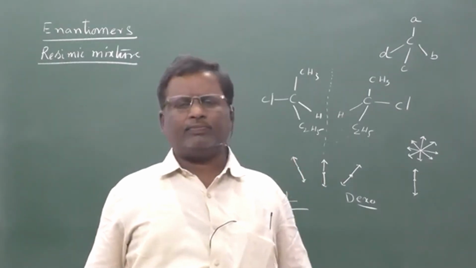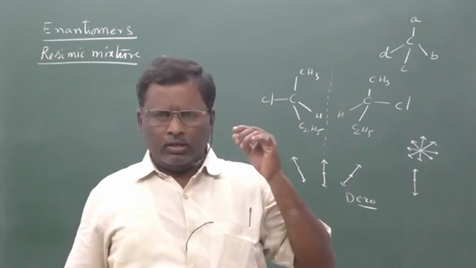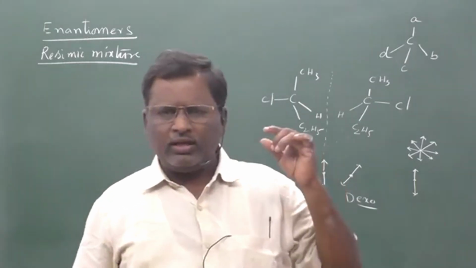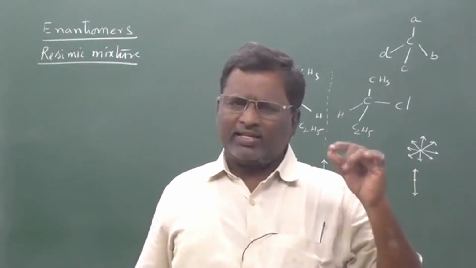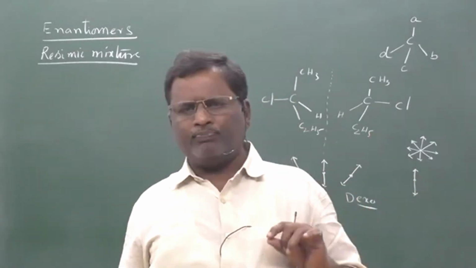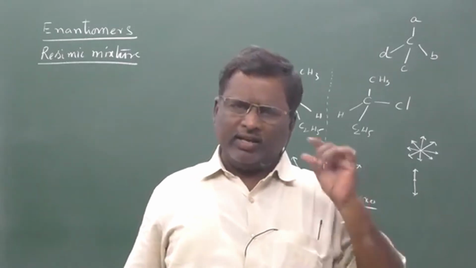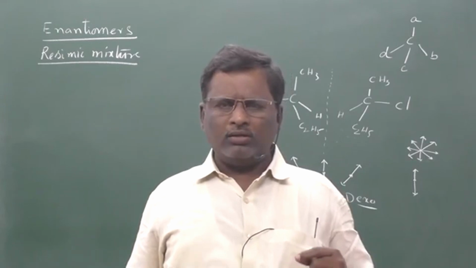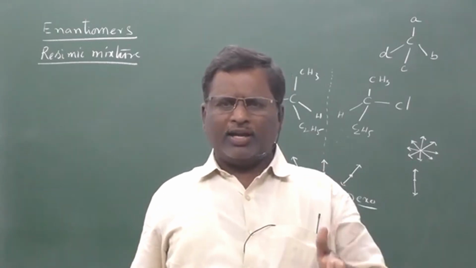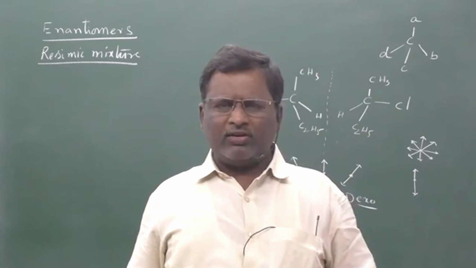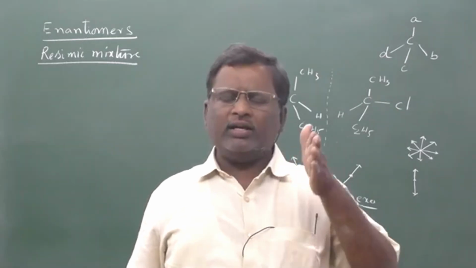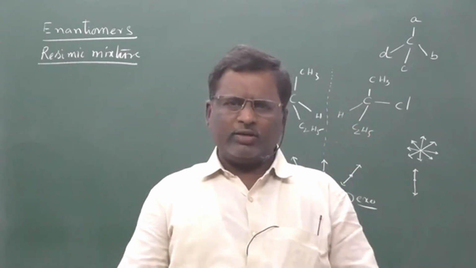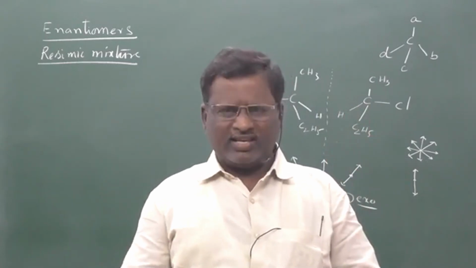That mixture is said to be racemic mixture. Racemic mixture means due to the presence of two different optically active isomers, L form and D form, in equal percentage in a mixture, though it is an optically active compound, it will not show optical activity due to the presence of two different isomers in equal proportions. That mixture is said to be racemic mixture.